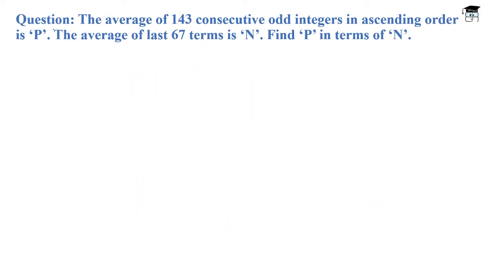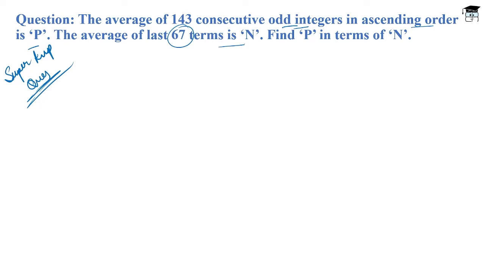So now the next question is, the average of 143 consecutive odd integers in ascending order is P. The average of last 67 terms is N. Find P in terms of N. Now this one is a super important question. Please be very careful in listening to this one. Try to understand, try to grasp all the concepts I'm going to tell you in this question. This is a very important question.